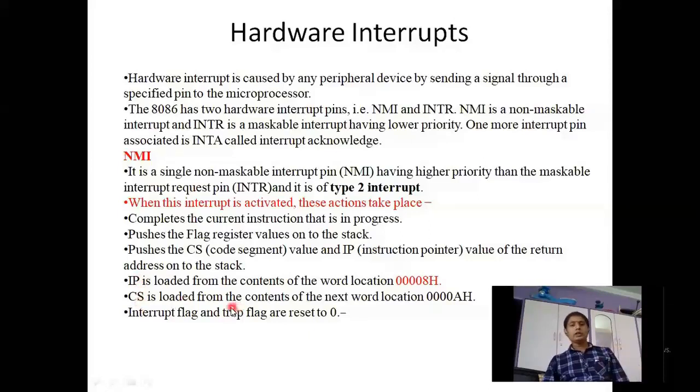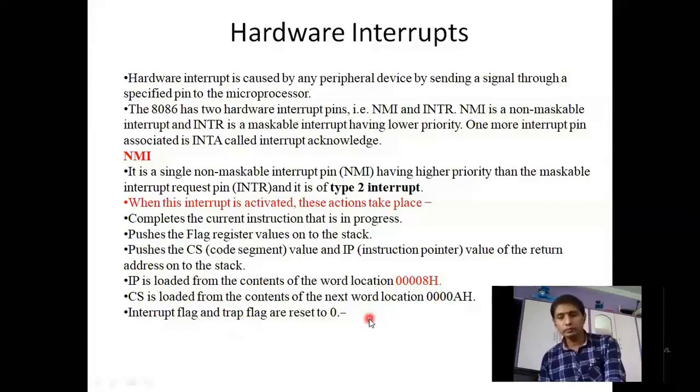And then CS is loaded from the content of the next word. After 8, what is the next word? The next 2 bytes, nothing but a word, so the next 2 locations, 0000AH. From that location the CS register takes the data. CS is now loaded with 40CH, whereas IP is loaded with 408H. One more thing: the interrupt flag and trap flag are both reset to 0. So whenever NMI occurs, the interrupt flag is reset to 0 and the trap flag is also reset to 0.